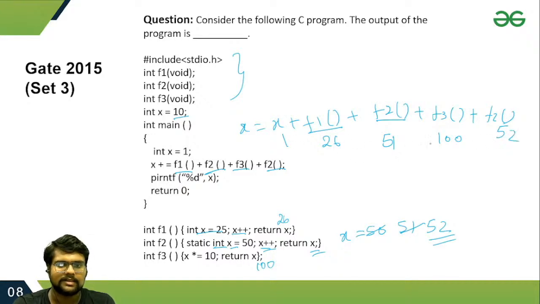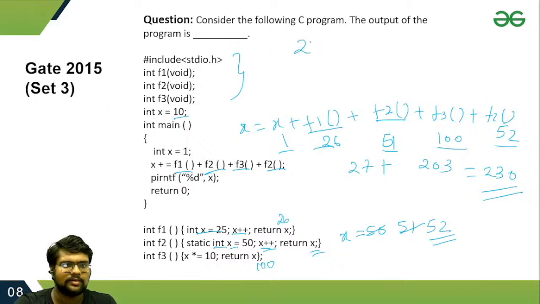Now let's add all this, so 51 plus 52 will be 103, 103 plus 100 will be 203, and 1 plus 26 will be 27, so 27 plus 203 will be 230. So 230 will be the correct answer. So the answer to this question will be 230. Yeah, so this is about this question.